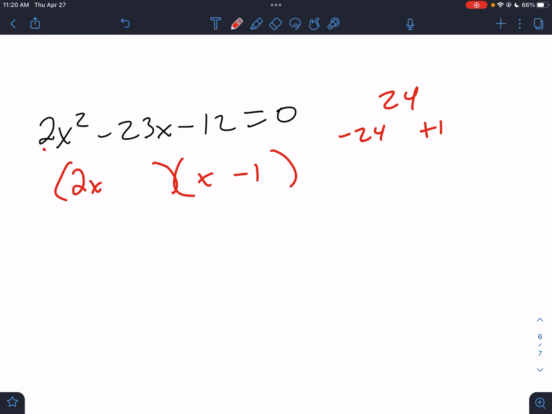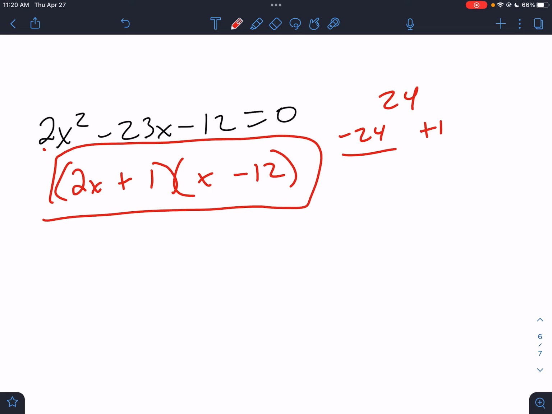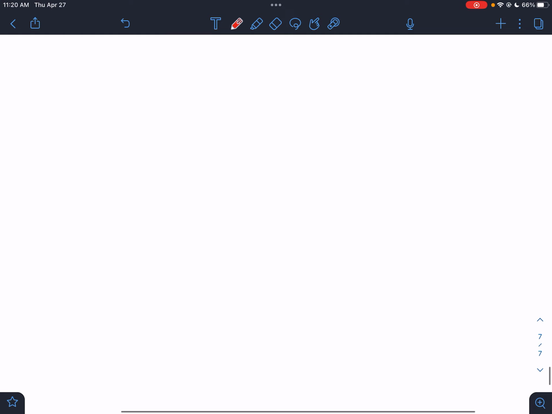2 times negative 12 gets me 24. And then 1 times 1 would get me 1. So I have 2x squared minus 24x plus x, which is minus 23. And then we finish with a minus 12. It checks out. Love it.